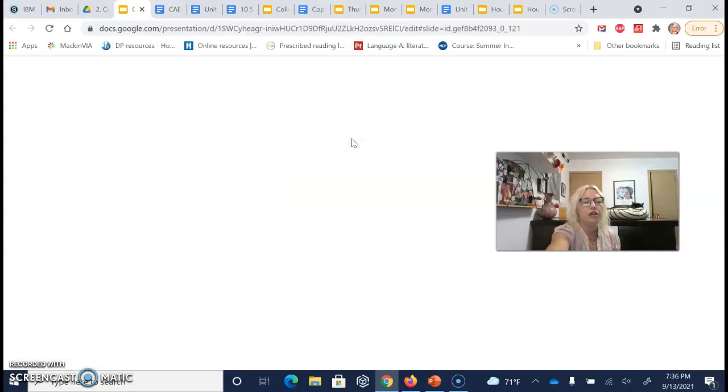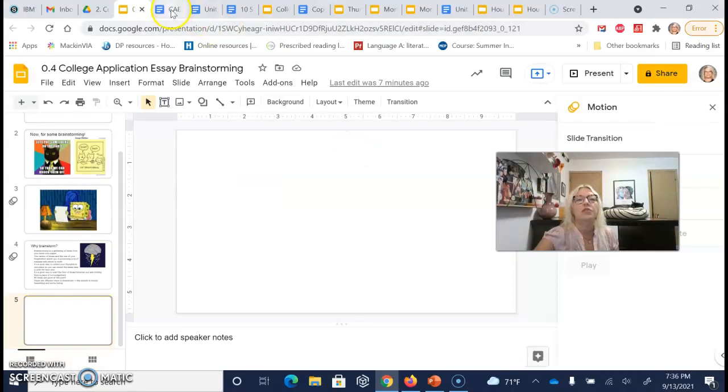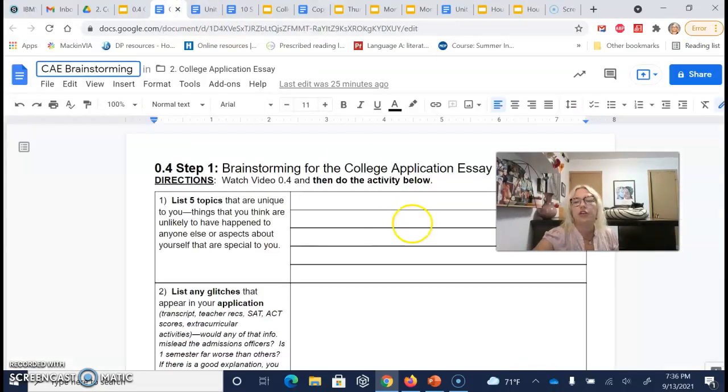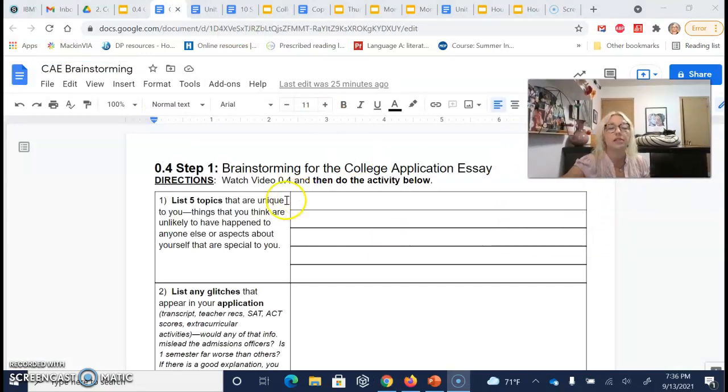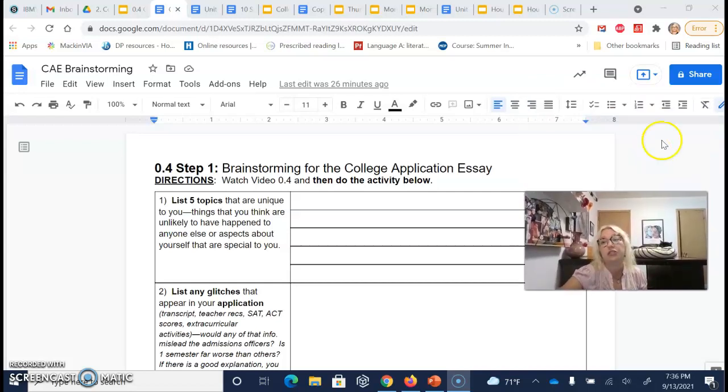For those of you who stayed, let me show you the brainstorming. And this is in your packet. It's 0.4. I got to figure out how to get out of my slideshow. There we go. So the questions are here. The very first one is list 5 topics that are unique to you, things that you think are unlikely to have happened to anyone else, or aspects about yourself that are special to you.